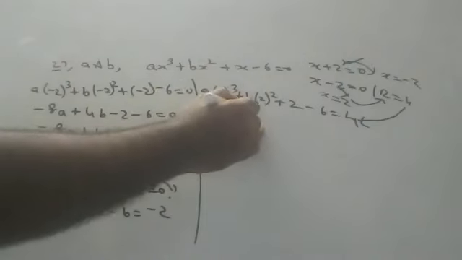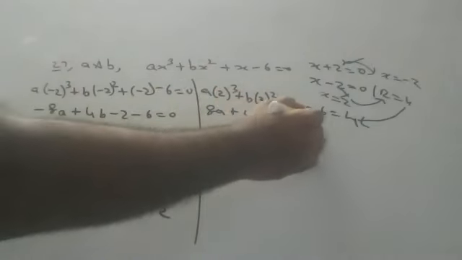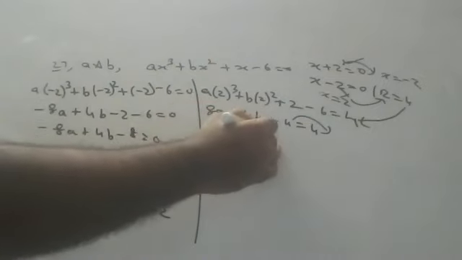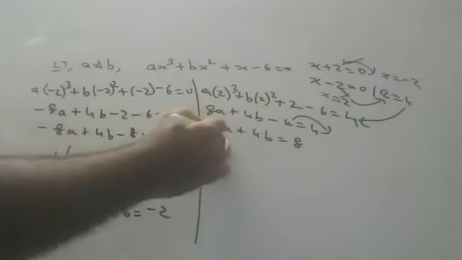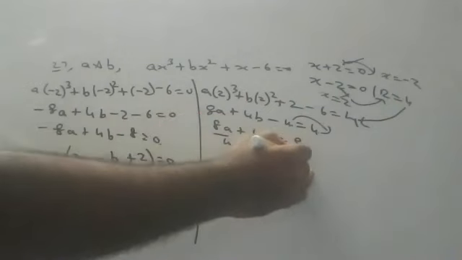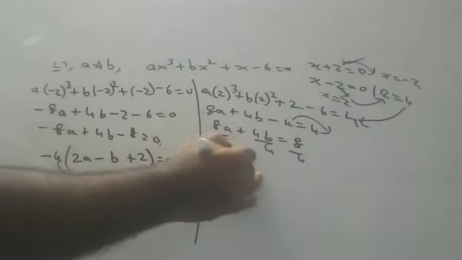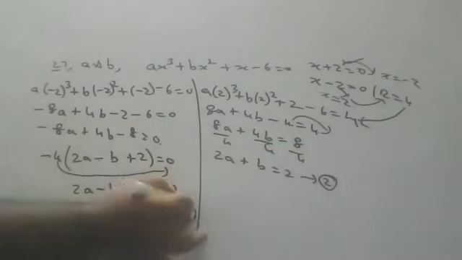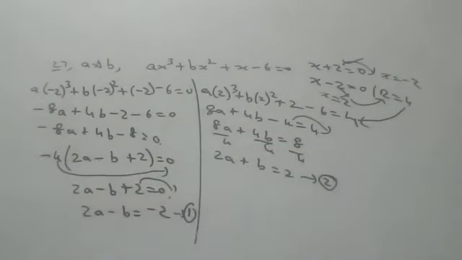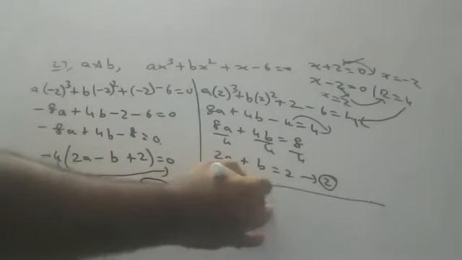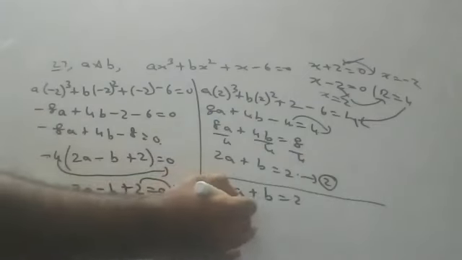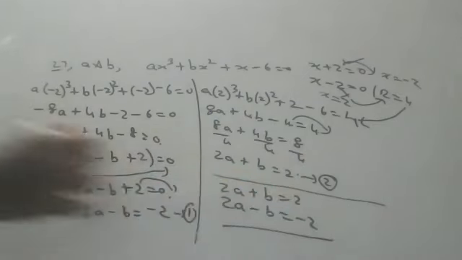8a plus 4b minus 4 is equal to 4. This comes here: 8a plus 4b is 4 plus 4, 8. Divide the whole equation by 4, children. You will get a smaller equation: 2a plus b is equal to 2. This is another equation. Now this is one equation, this is another equation. Solve both the equations. All of you see the last step. 2a plus b is equal to 2 is this equation. What is this equation? 2a minus b is equal to minus 2 is the other equation.